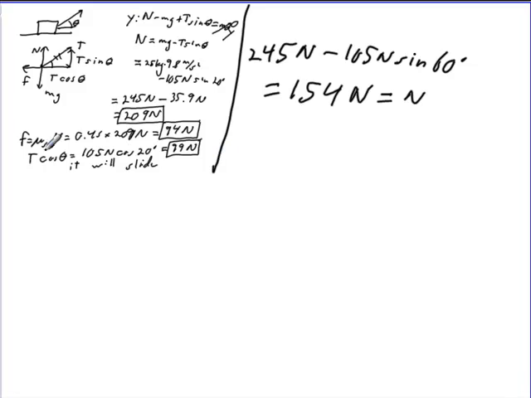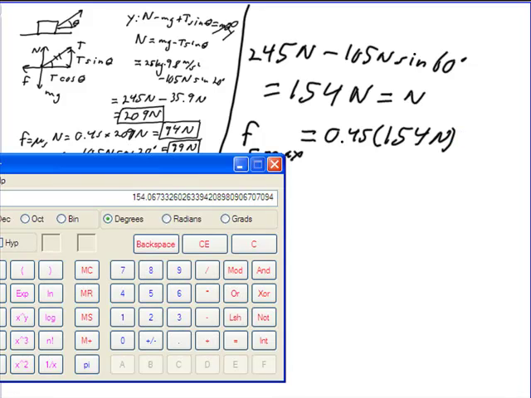Which means we can use this same formula over here for the maximum frictional force. F static max is 0.45 times 154 newtons. Look at that. In this case, we have a frictional force of only 69.3 newtons.